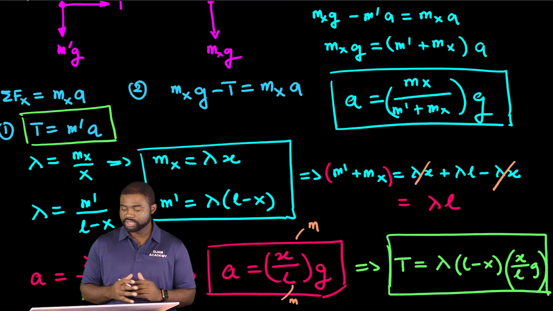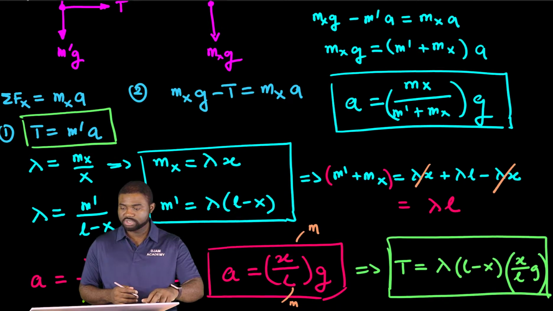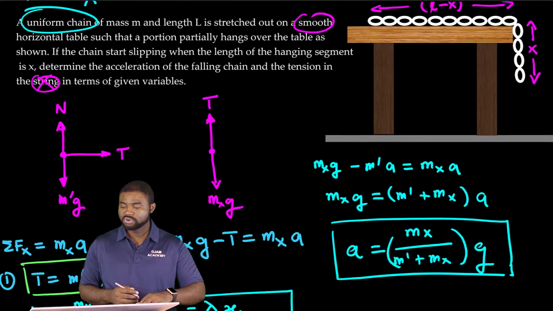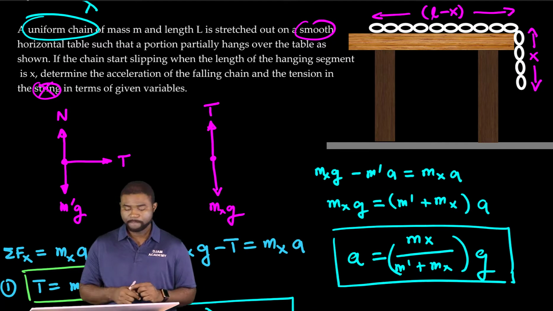So this is really a very beautiful problem which deals with the application of Newton's second law for a chain sliding on a table. I have actually asked this question in a couple of my final examinations in the past, so my recommendation for you is that you should review this problem over and over again.